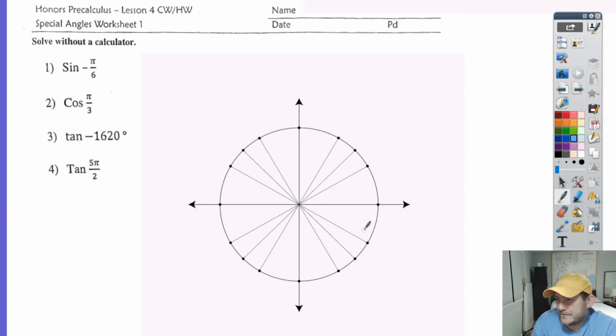But negative pi over 6, where's that? You should pretty quickly be able to go, boom, right here. Negative pi over 6, it's that guy. Sine is the y value, so what's that going to be? Negative 1/2. Got it. Done.